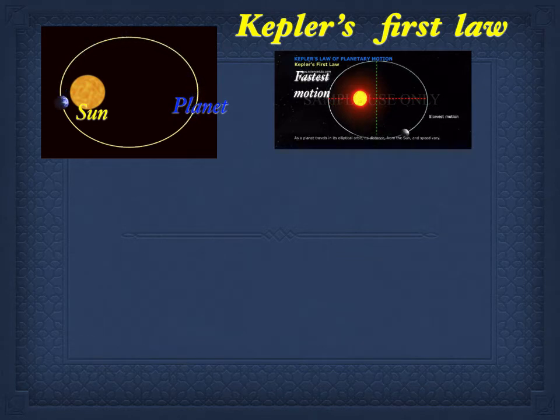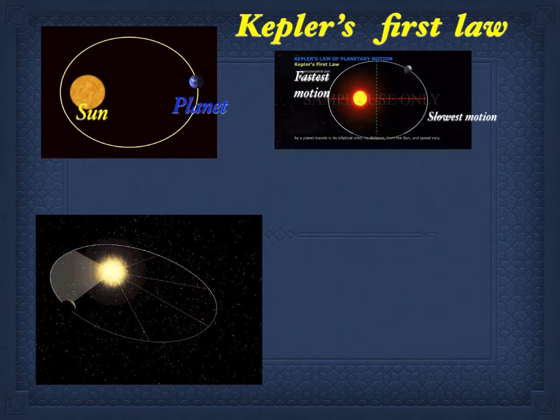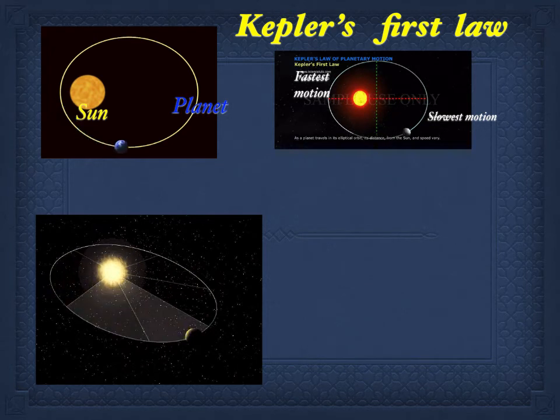And when the planet is farther away from the sun, the force of gravity is less and hence the motion is slowest. So we can say that the speed of the planet or earth in the orbit is not constant. Now we'll move on to Kepler's second law of motion.